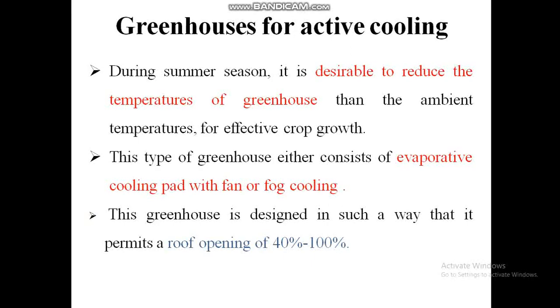During the summer season, it is desirable to reduce the temperature of greenhouses below the ambient temperature for effective crop growth. This type of greenhouse either consists of an evaporative cooling pad with a fan or fog cooling.